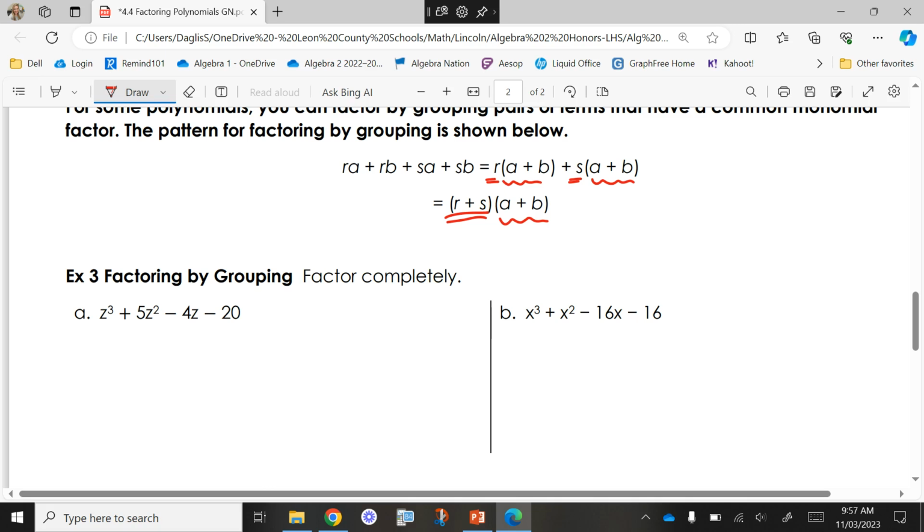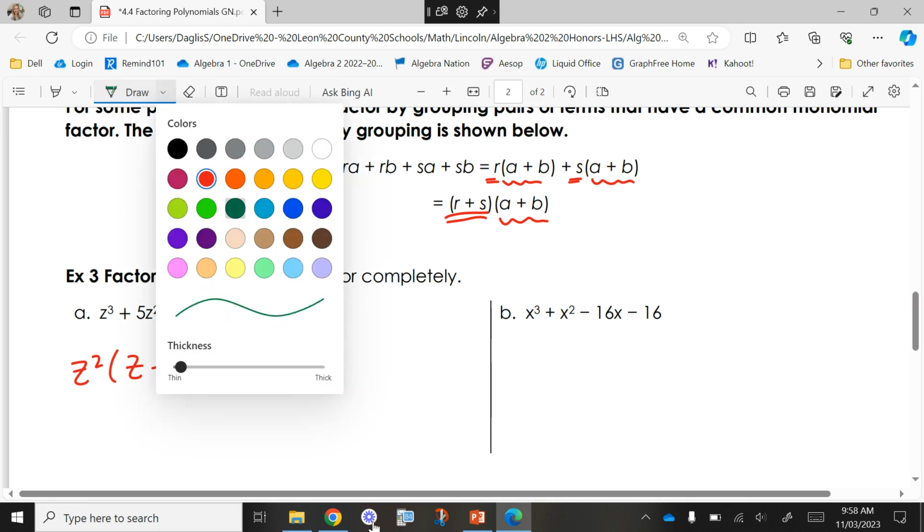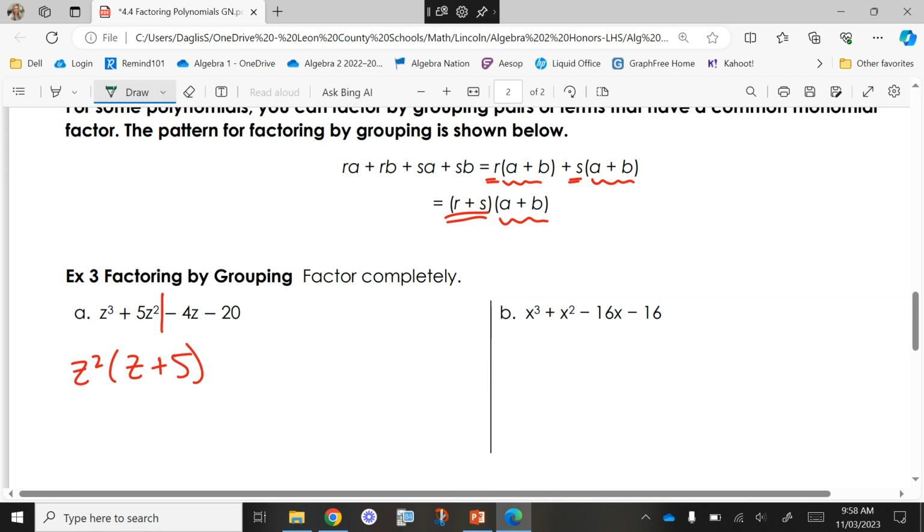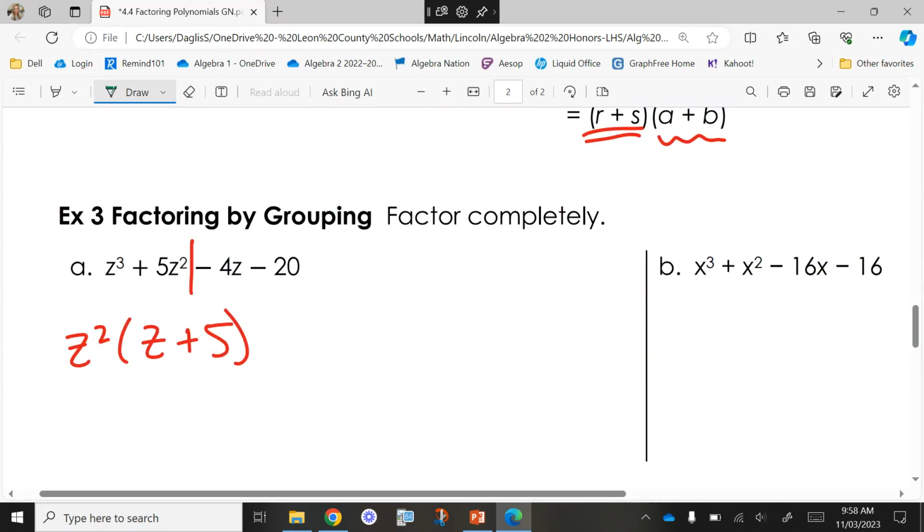You have 4 pieces, cut it in half. Look at just the first two. Z cubed plus 5z squared. What can I factor out of just those first two pieces? A z squared, which leaves me with z plus 5. Look at the last two. Negative 4z minus 20. What can I factor out? Negative 4. And then what's left over? Z plus 5.